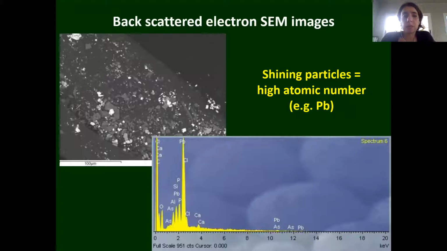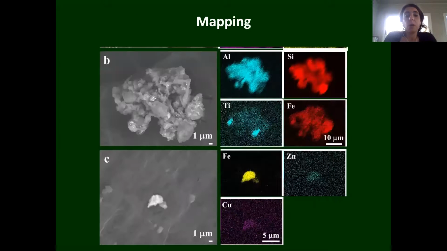We can analyze the moss surface using an electron microscope, with backscattered electrons. In this manner, you can see which particles are more shining, those with an element, for example lead in this case, with a high atomic number. And you can analyze chemically which type of metal is within a particle. Or you can do a mapping, with colors or without colors, to understand the chemical composition of the particles.